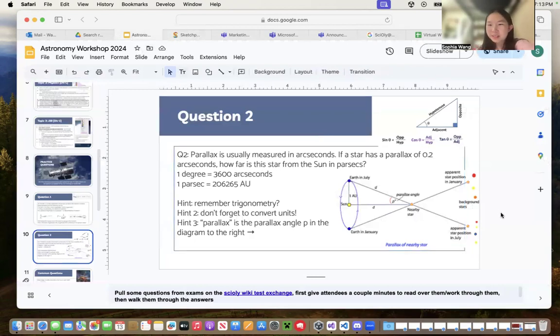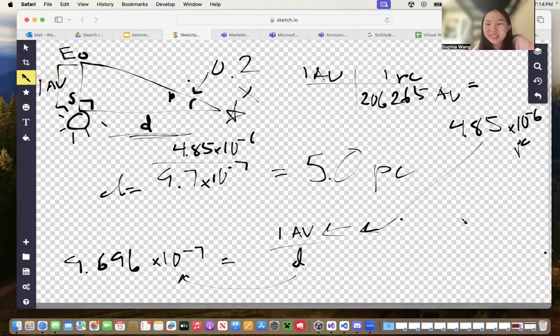And those of you who have done astronomy in the past or just know this formula may have picked up on something, but the formula for parallax is actually distance in parsecs equals 1 over angle in arcseconds. In other words, distance equals 1 over 0.2 equals 5. That was it. That was all you needed to do for this problem if you had the formula.